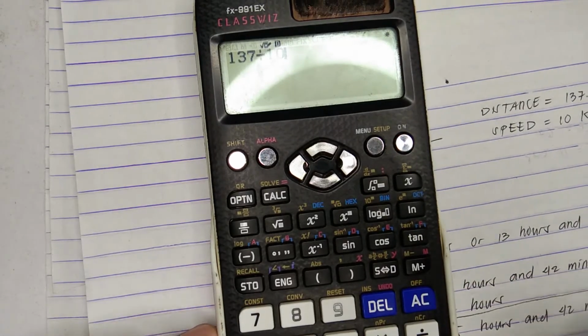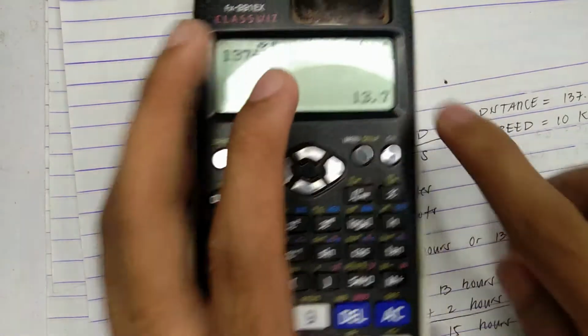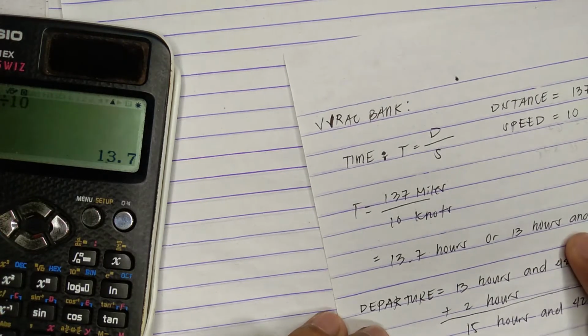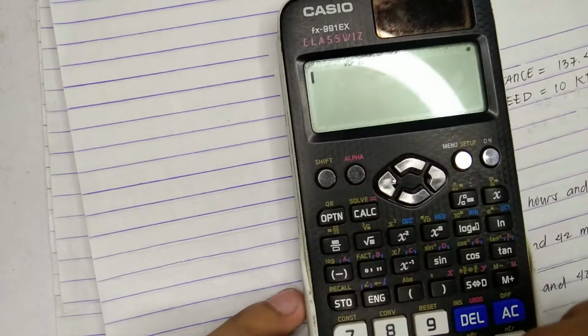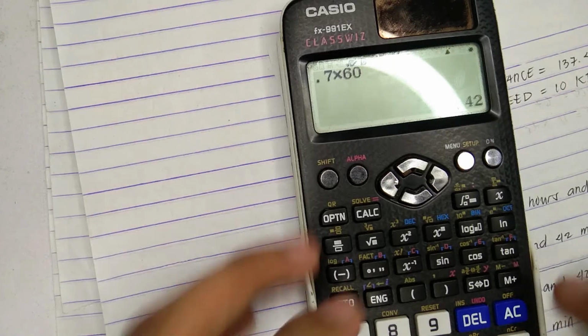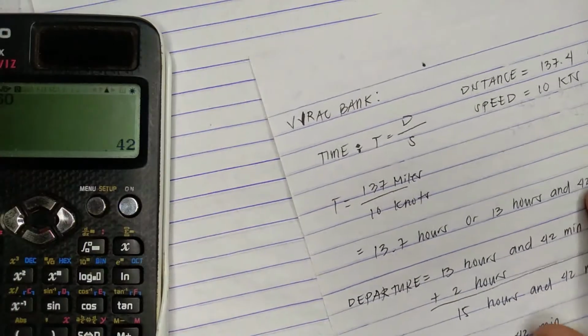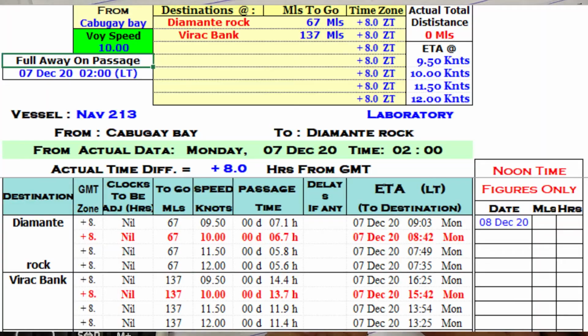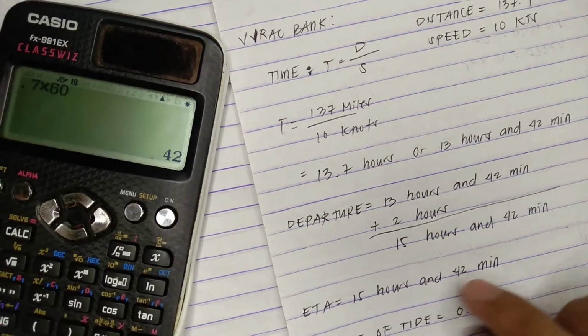137 divided by 10 is equal to 13.7. So we have here 13.7 hours, or 13 hours, and again 0.7 times 60 is equal to 42. That's why we got 42 minutes. The departure is 13 hours and 42 minutes. Add to that 2 hours, the time en route on passage. So we got 15 hours and 42 minutes.